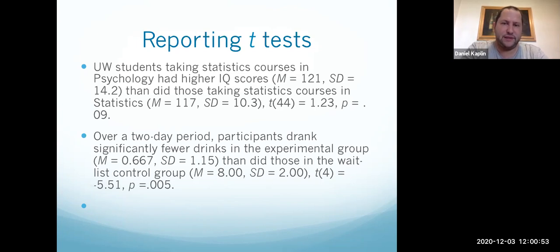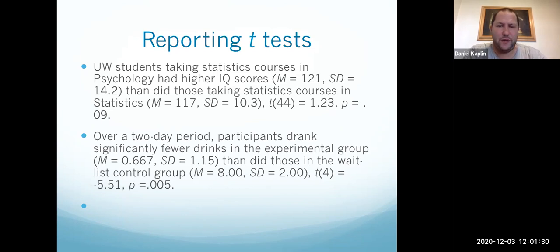University of Washington students taking statistics courses in psychology had non-significant increases in IQ relative to those taking statistics courses in a statistics major, right? So that's how I would write it. But if you allow for what I said previously, marginal significance or trending towards significance, then this result would be phrased that way.